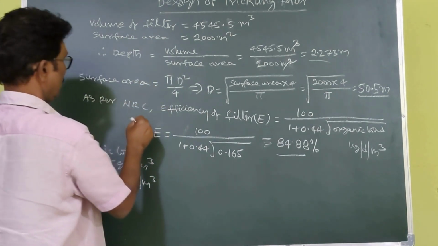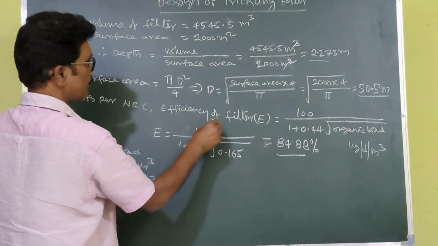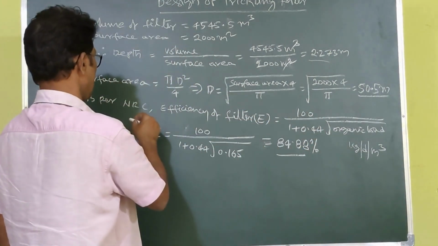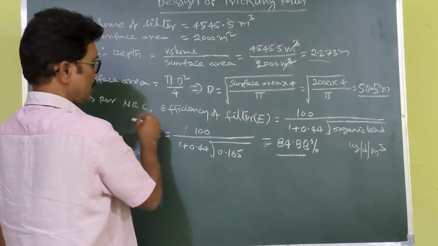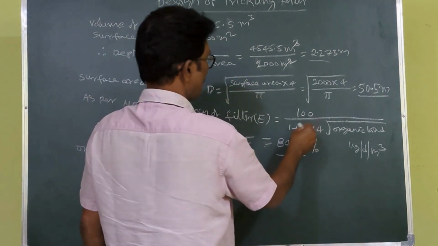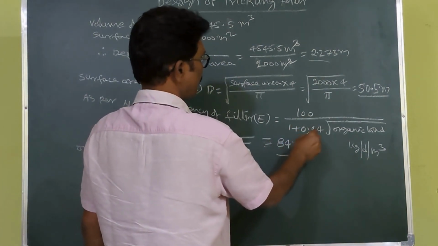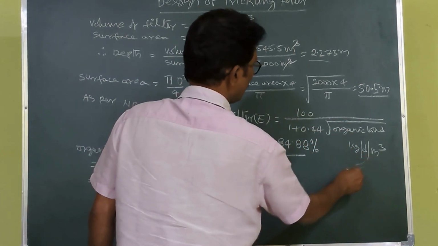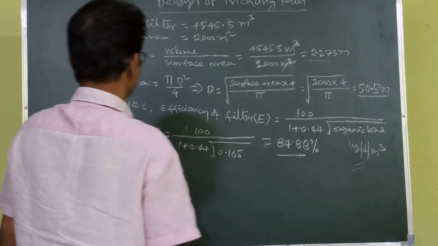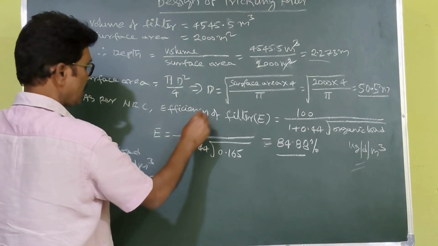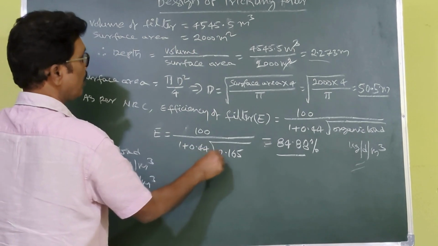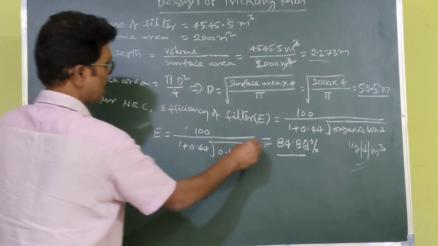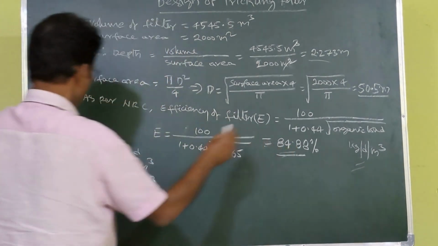As per NRC, the efficiency of the filter E has a formula. The National Research Council USA recommended this equation: E equals 100 divided by 1 plus 0.44 root of organic load. This organic load is substituted in kg per day per meter cube. So E equals 100 divided by 1 plus 0.44 root 0.165. If you simplify this, you get 84.88%.